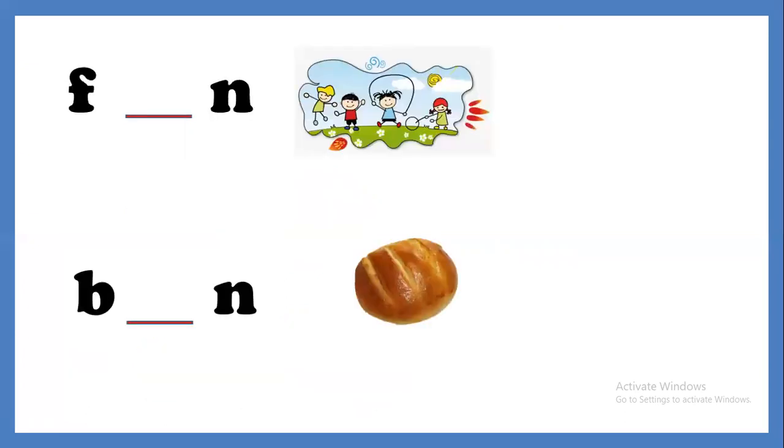tub. Great. Next, you can see the kids are having fun. So, fun. We have to write U in the blank. Next is bun, bun.